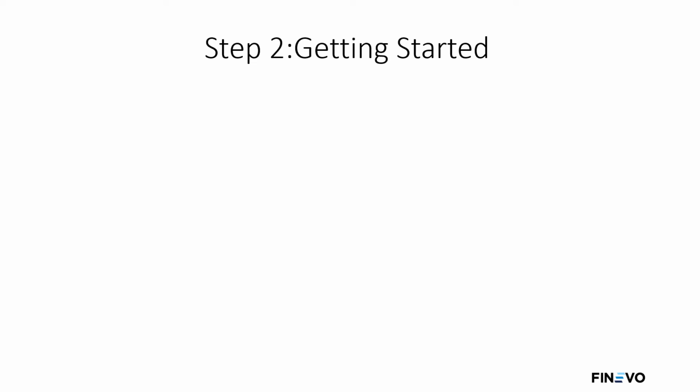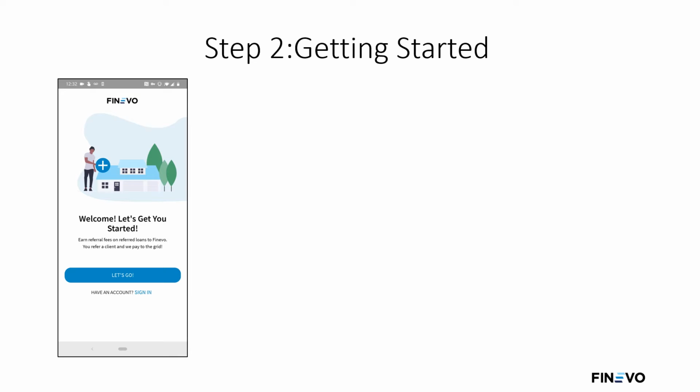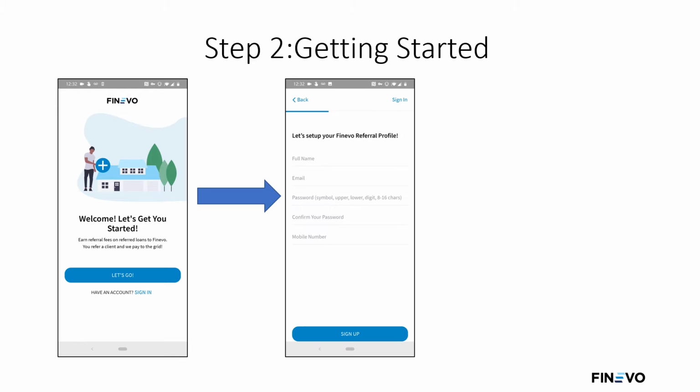Step 2. Sign up. Once you have downloaded the app, basically we just have to get started. Once you download it, you can open it and you'll see this. You click Let's Go. Now, if you already have an account, you can just sign in. Most likely you don't have an account, which is why you're watching the video. So click on Let's Go, and that will bring you to this page.